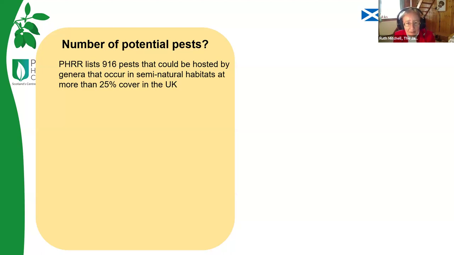But 916 pests is still quite a lot. I think the Plant Health Centre was hoping I'd come up with a nice short list of pests and pathogens that they could focus on. And 916 was far too many. So then I tried to refine this list by what we called the mitigated likelihood. That's a lot of terminology.